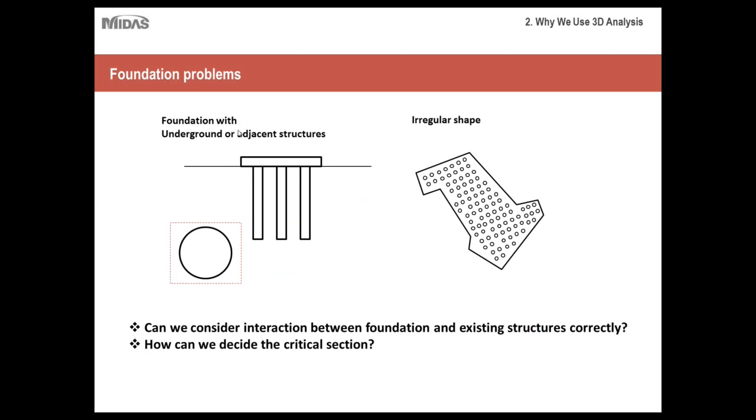So here we have a foundation with underground or adjacent structures. Once again, that typically constitutes a 3D analysis, or an irregular shape such as this. We went over a pile raft foundation such as this in the previous chapter, where the geometry itself was asymmetric and the pile geometry was asymmetric. Complex group pile projects such as this constitute a 3D analysis.